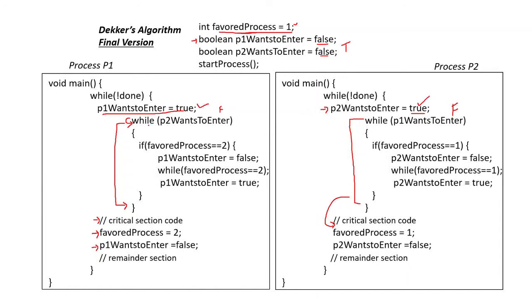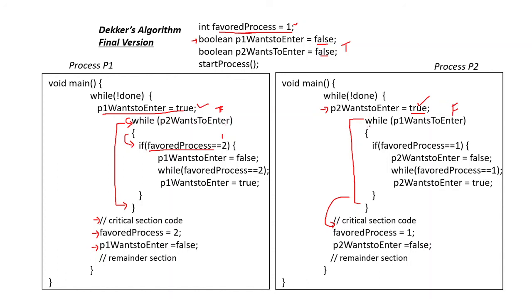Now at this point, say process 1 executes the while P2 wants to enter step first. This will evaluate to true, so now it will enter into this while loop. When it enters into the while loop, it will check what is the value of this favored process. The value of the favored process in this case is 1. So this if condition will evaluate to false and will not be executed, and it will keep on checking the value of P2 wants to enter.